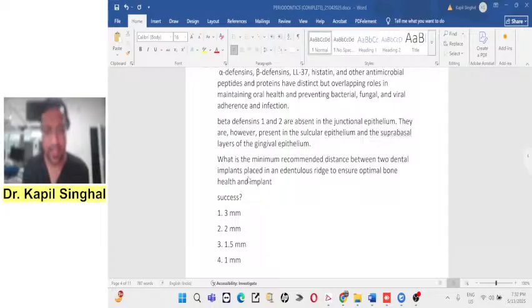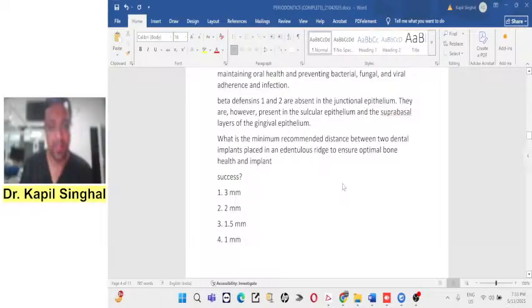So the distance between two implants should be at least 3 millimeters, and the distance between your implant and adjacent tooth should be 1.5 to 2 millimeters. Minimum should be 1.5, and if we ask ideal, it should be 2 millimeters. Okay. And on the buccal and lingual side or the palatal side, at least 1 mm of bone, and ideally 1.5 to 2 mm of bone should be present.